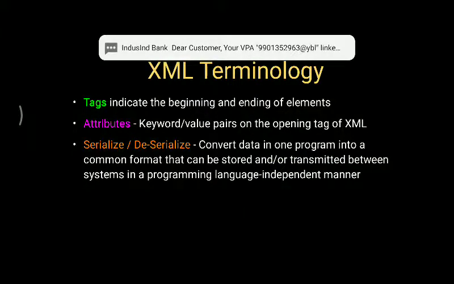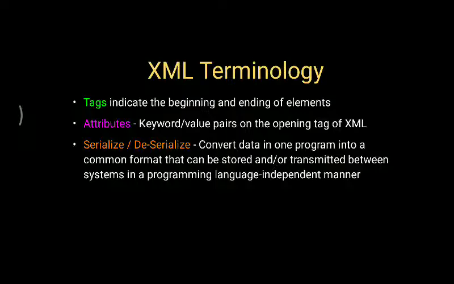So XML terminology. Tags indicate the beginning and ending of elements. Attributes, so that's what I said already, keyword and value pairs, or else key and value pairs on the opening tag of XML. So that's one more very important point. Serialize and deserialize means convert data in one program into a common format that can be stored and or transmitted between systems in a programming language independent manner.